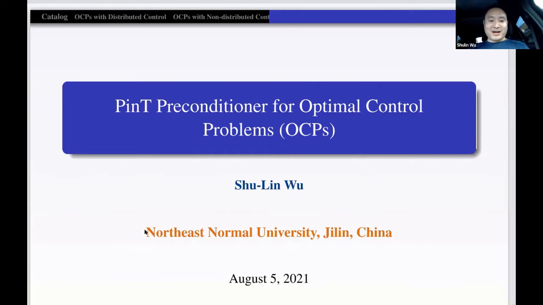So this is the place where I work. The university in the slide is not correct. This is the correct one. So this is Shandong University in Jinan, in China.